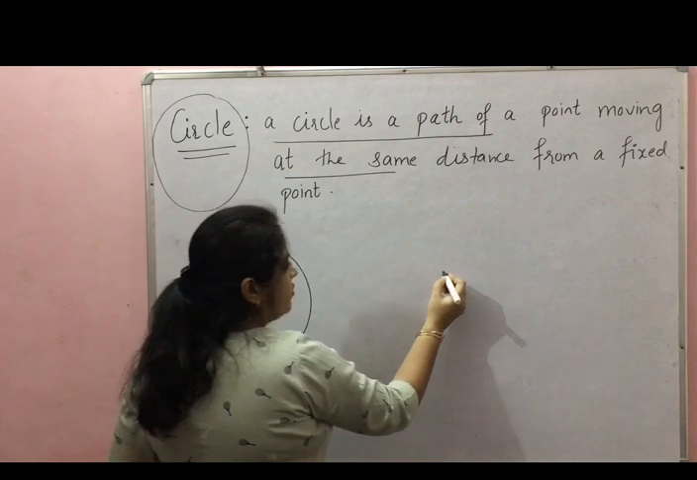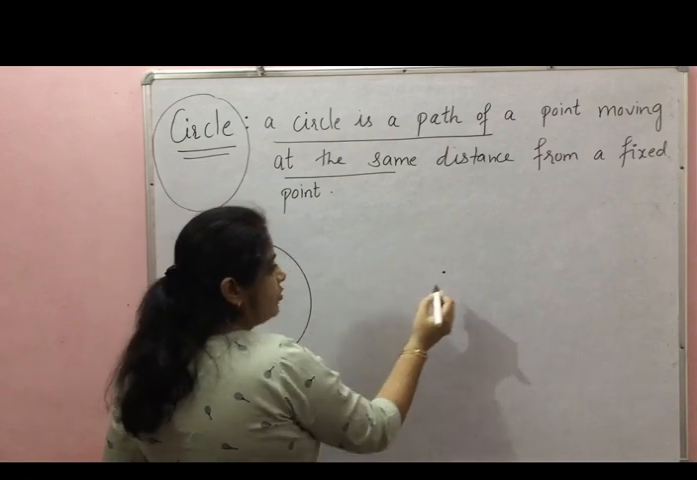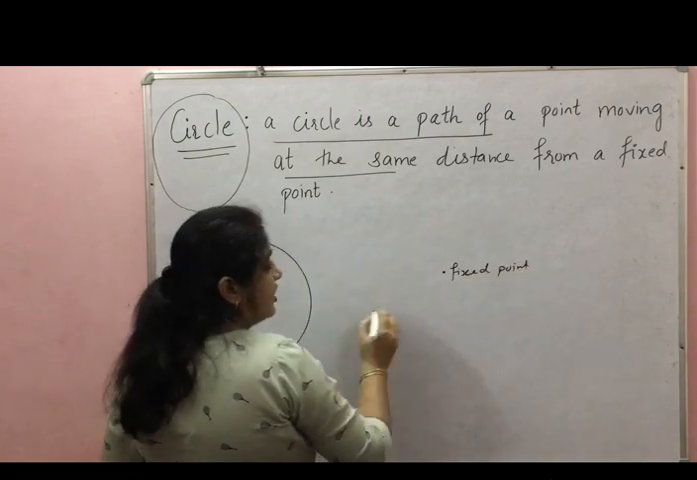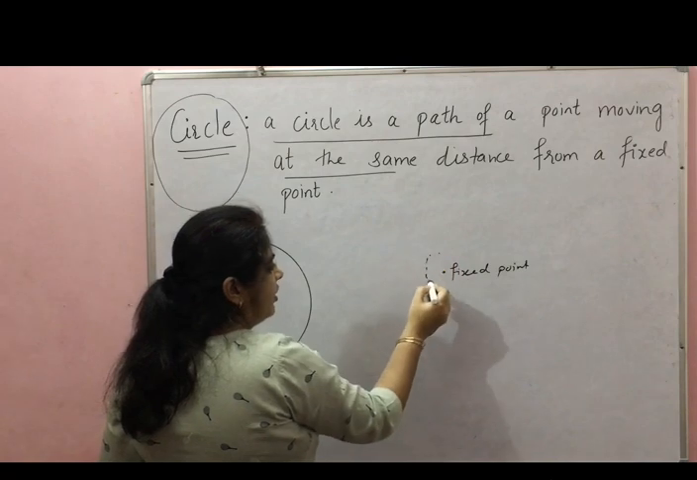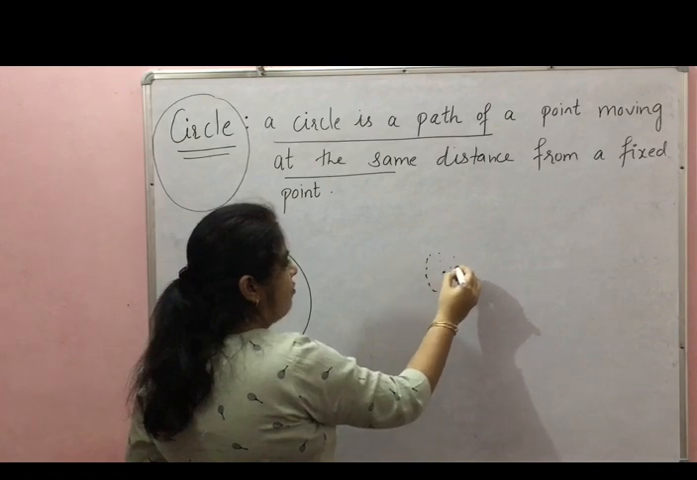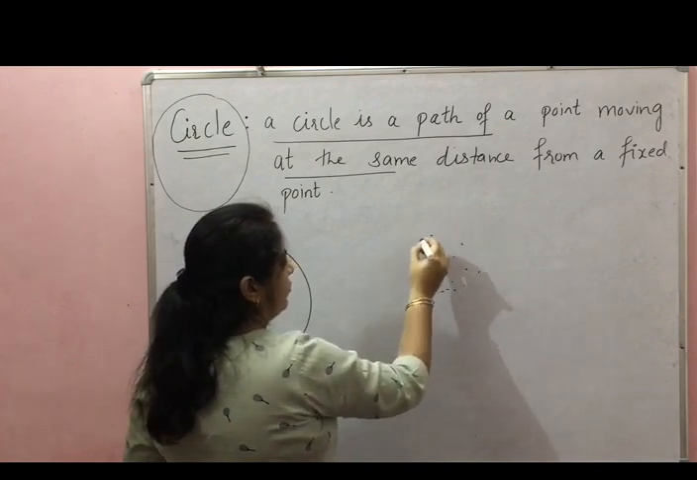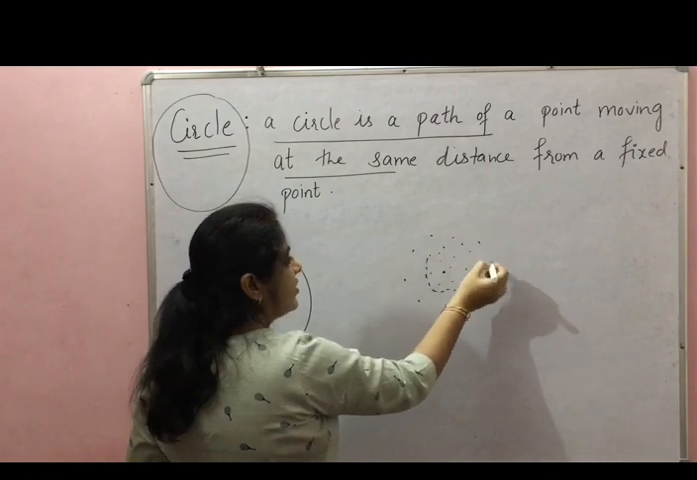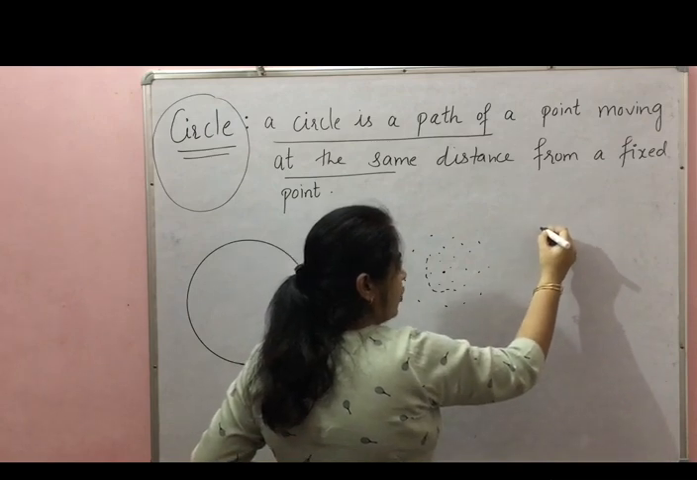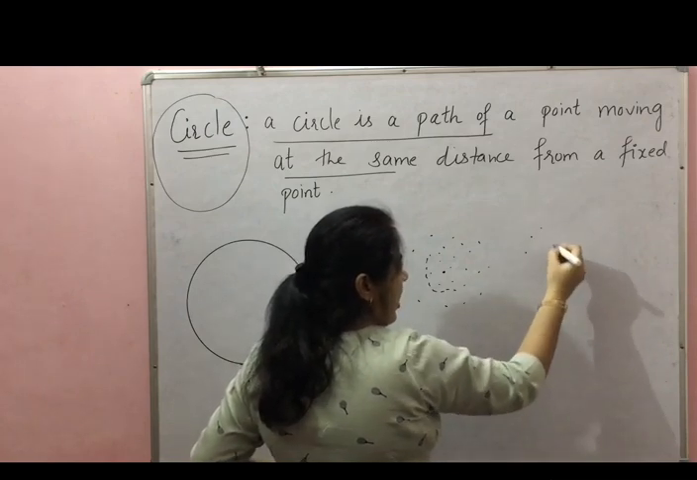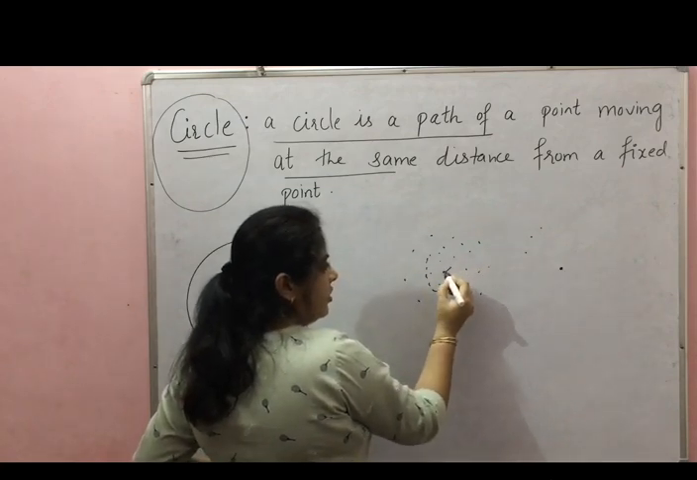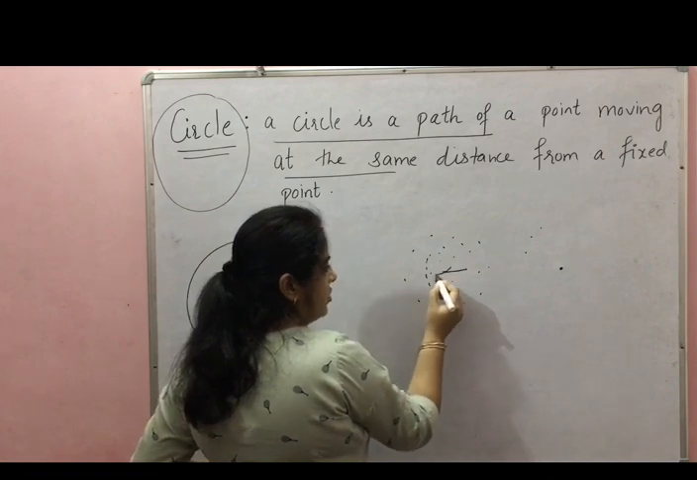What does it mean? Just suppose we have a fixed point. As we know, we have fixed this point. This is the fixed point, and around it we have many points. But what is a circle? Suppose this is a fixed point, and we join all those points having the same distance from the fixed point. This is the distance. This is also this distance.